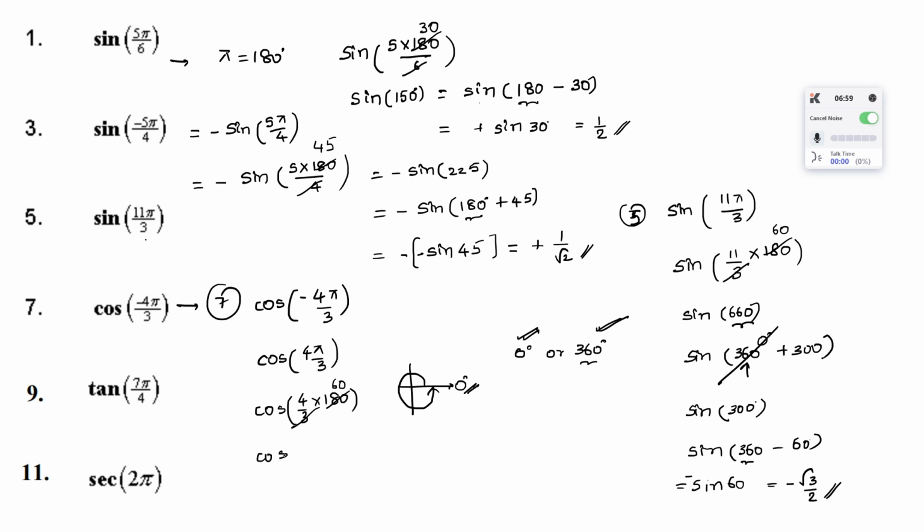So cos 240. Cos 240 can be written as cos 180 plus 60. And whenever the reference angle is 180, there will be no change in the name. So it will become cos 60. And 180 plus theta belongs to the third quadrant. In the third quadrant, tan is positive, cos is negative. So that will become minus cos 60. And cos 60 value is minus 1 by 2. Right?